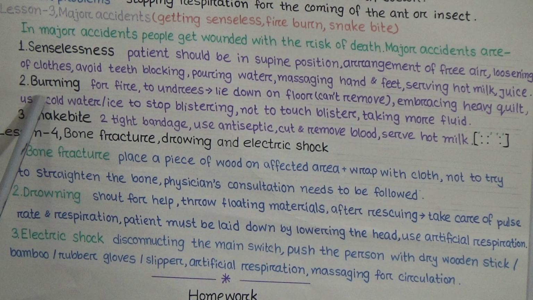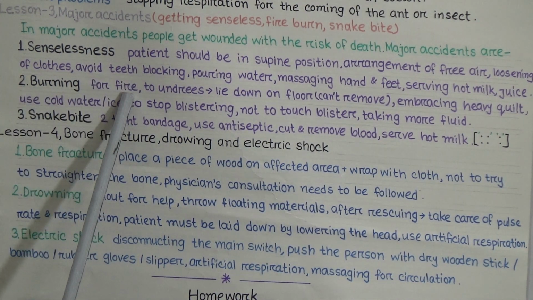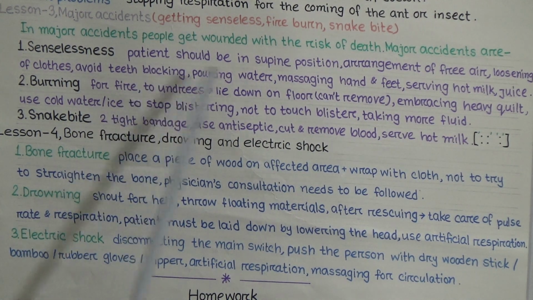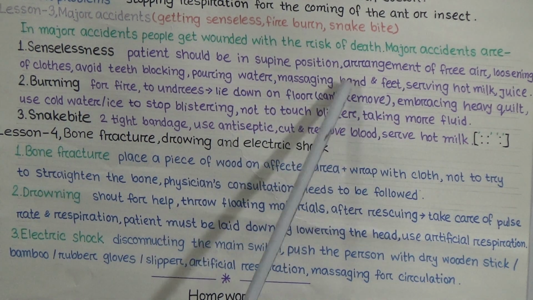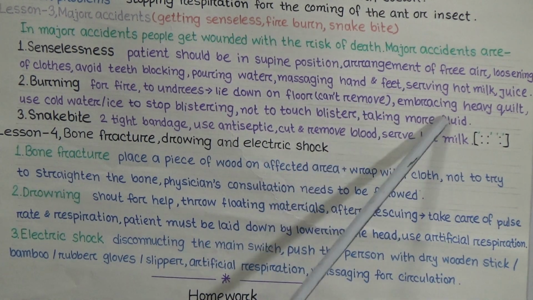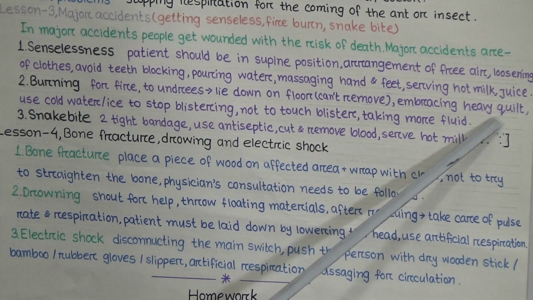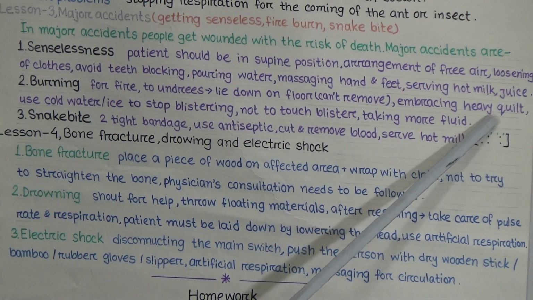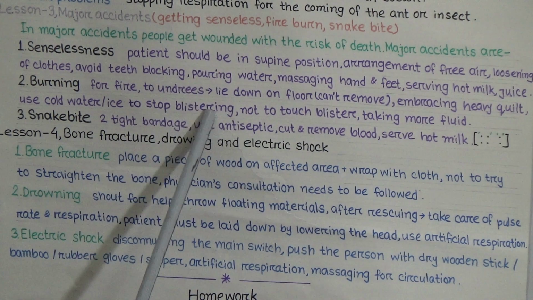Number 2, burning. If any person burns from fire, first we have to try to stop that person, and then we have to get the person down on the floor. And if we can't remove the dress of that person, then we have to wrap him with a heavy quilt or heavy equipment that can save him from fire. And also we can use cold water or ice to stop blistering.